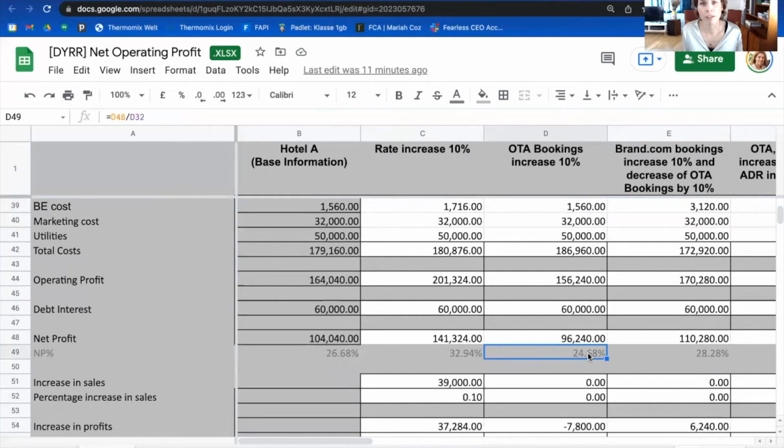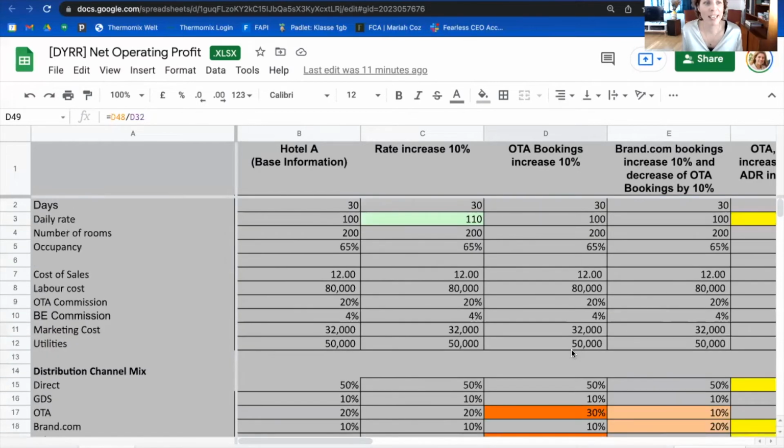And look what just happened. I have increased my bookings through the OTA. I have actually increased also the commission invoice, but my net operating profit was not actually increased. Of course, it cannot be because your costs are higher than your income. So 25%, almost 25%, 2% lower than my Hotel A. And you see the difference over here. So let's play another scenario.